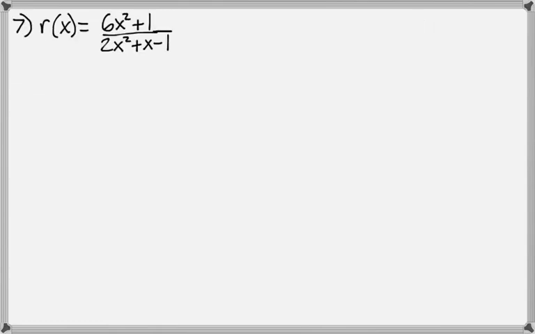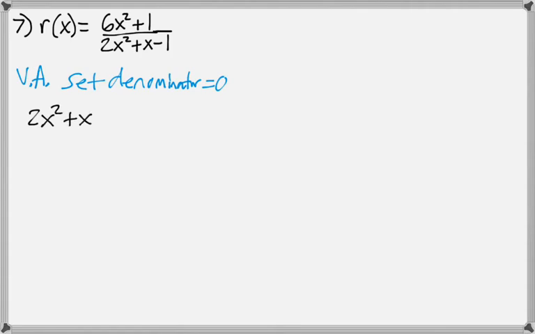Okay, let's move on to number 7. Same directions. So for the vertical asymptote, I want to set the denominator equal to 0. So 2x squared plus x minus 1, and I'm going to set it equal to 0.